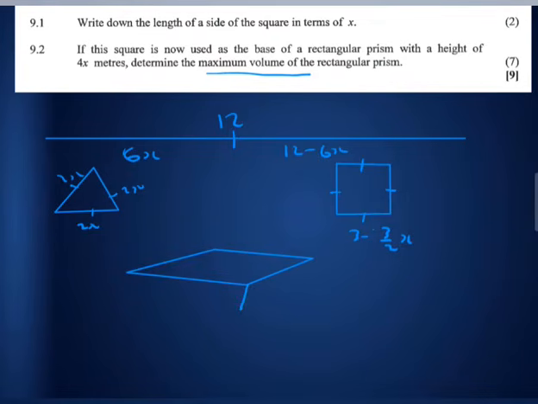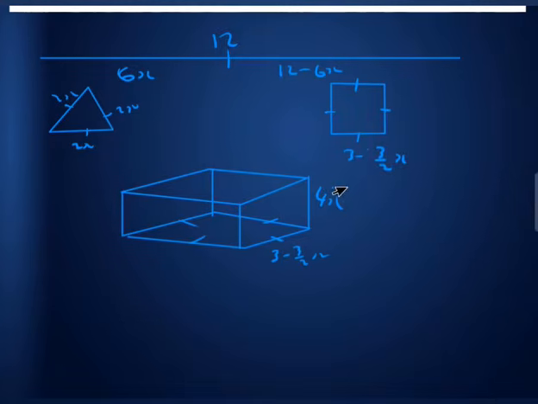Let me just fast forward. Alright, so here is something, although it's not exactly what I want. This is going to be 3 minus 3 over 2 x. So we took this as the base, and that's what they said: the square is now used as the base of a rectangular prism with a height of 4x. Now they ask for the maximum volume. So what is the volume of any prism? It's the area of the base times height.